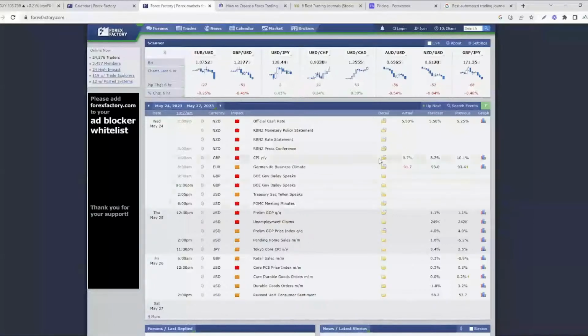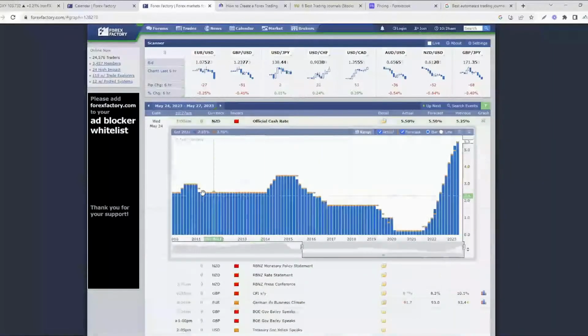Okay. Next is, as I said, the good thing about Forex Factory is you also have the graph icon here. Whenever a particular data set event has a data point, it will have a graph. Of course, monetary policy statements and press conferences won't have a graph because it's all text. But anything that has a number assigned to it, you can click on it and it'll show you the history.